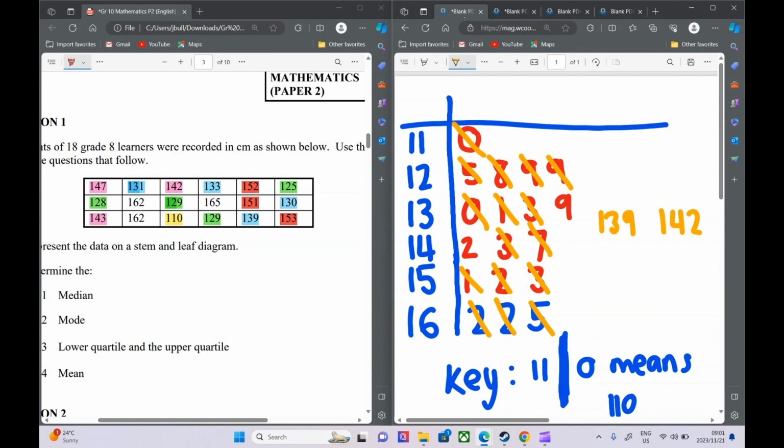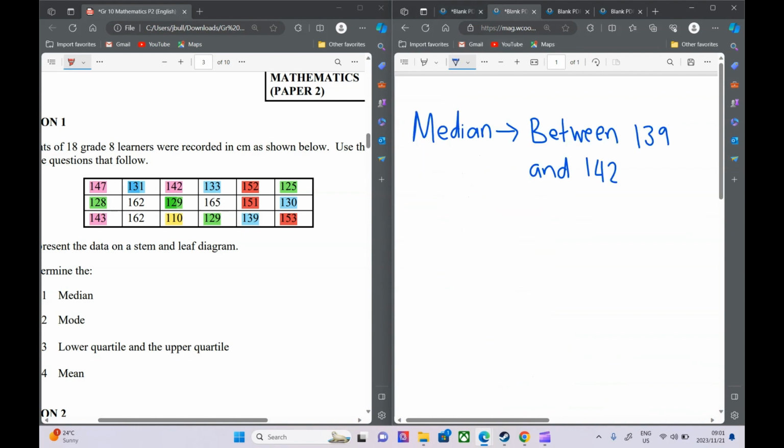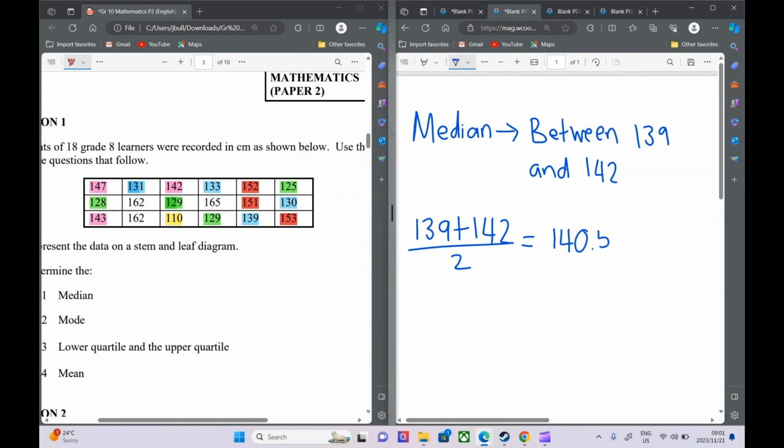It's because we've got an even amount of numbers. So how you work this out is if you want the middle between those, you add them up. So 139 plus 142, divide that by 2, and so we're going to get our median. Let's check. 139 plus 142 divided by 2. So we get 140.5 is our median.